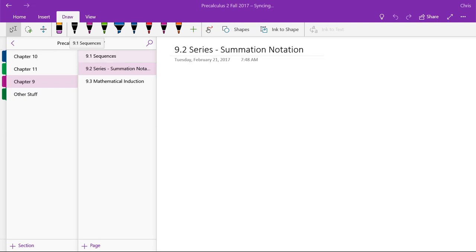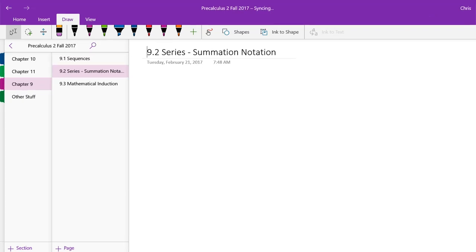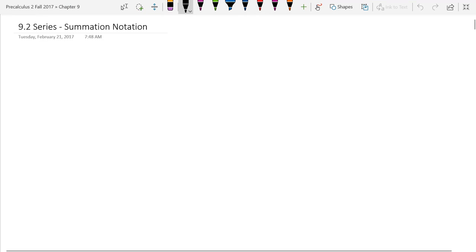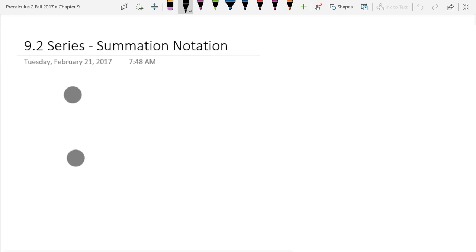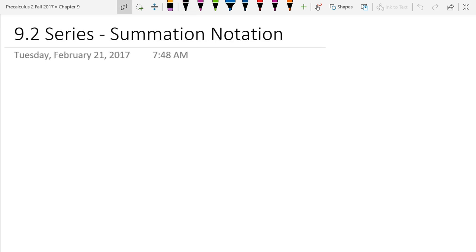So we talked about the general definition of sequence. In English, it's basically an ordered list of things. Usually it's a list of events or things that happened, but in our case, it's a list of numbers. In English, series really means the same thing. But in mathematics, it's slightly different. A series is the sum of a sequence.